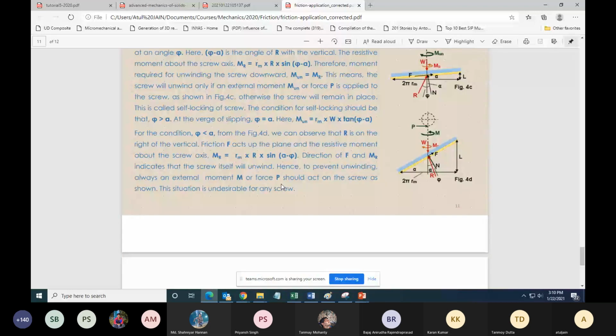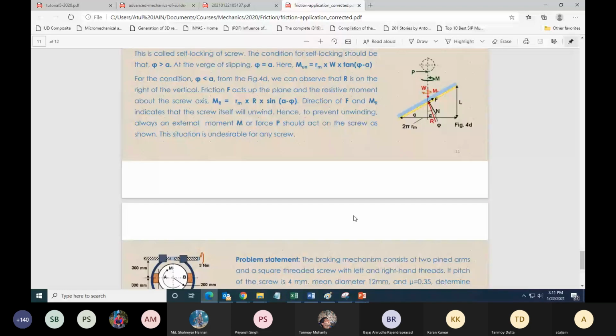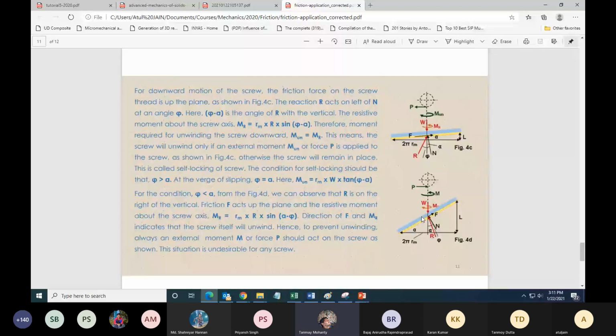Is my screen visible? Yes, sir. In one of these slides, I think in the second last, the direction of F was wrong. Did he discuss this yesterday? Yes, sir, correct. So this is the uploaded correct one. This is the correct one. So I am saying this now.